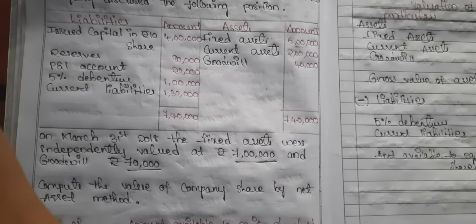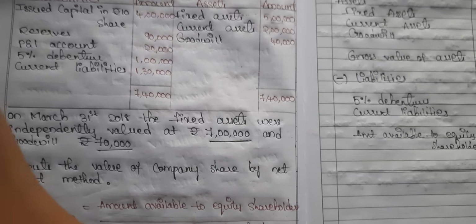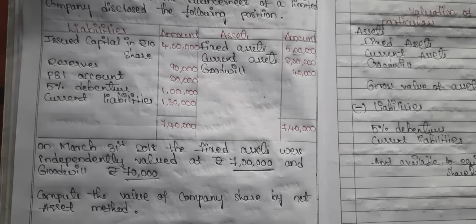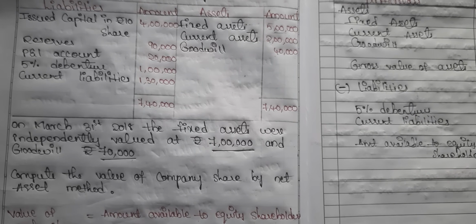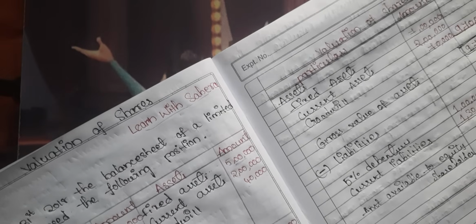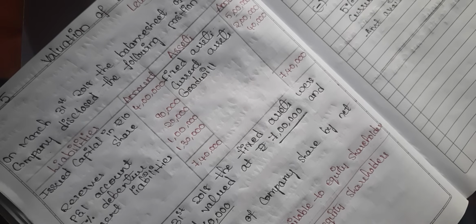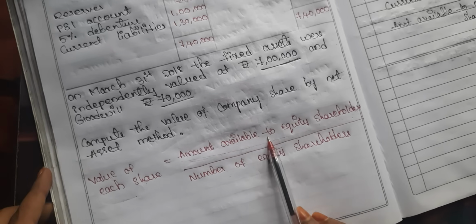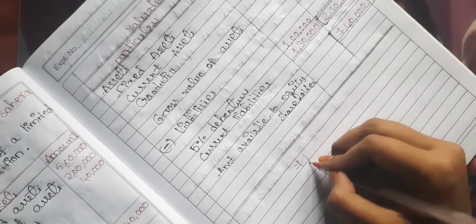We need to substitute the values into the formula. We need to substitute the amount into the formula. So what is the formula, ma? Value of each share is equal to amount available to equity shareholders. How much is the amount available to equity shareholders? It is 7 lakh.